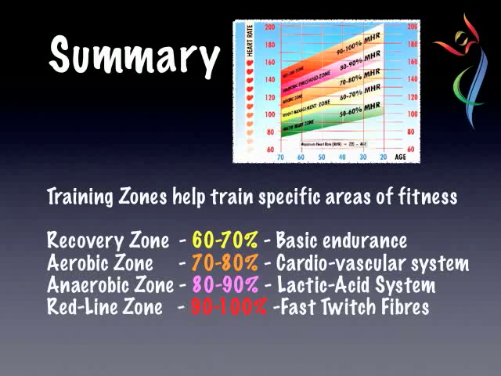So training zones help you train specific areas of fitness. The recovery zone, working at 60 to 70% of your maximum heart rate, means you are working your basic endurance. The aerobic zone, where you work at 70 to 80% of your maximum heart rate, works your cardiovascular system. The anaerobic zone, 80 to 90% of your maximum heart rate, you're working your lactic acid system. And the red line zone, 90 to 100% of your maximum heart rate, you'll be working your fast twitch fibers.